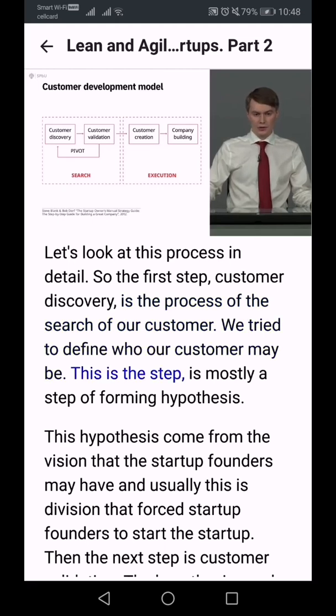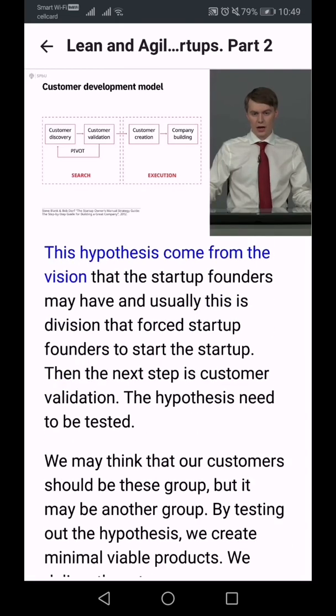After this, the step is mostly a step of forming hypotheses. These hypotheses come from the vision that the startup founders may have, and usually this is the vision that forced startup founders to start the startup. Then the next step is customer validation.